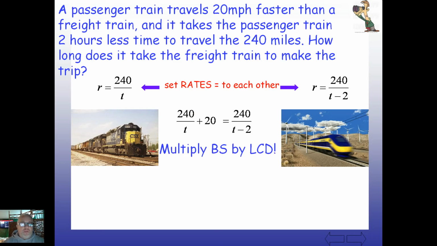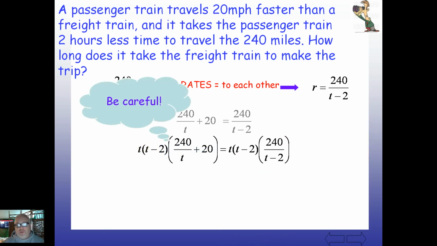Okay, multiply both sides by the least common denominator here. And this is, of course, where things get a little messy. We've got a t as a denominator, we have a 1 as a denominator, and we have a t minus 2 as a denominator. So hold on to your hats. Here's what it looks like.